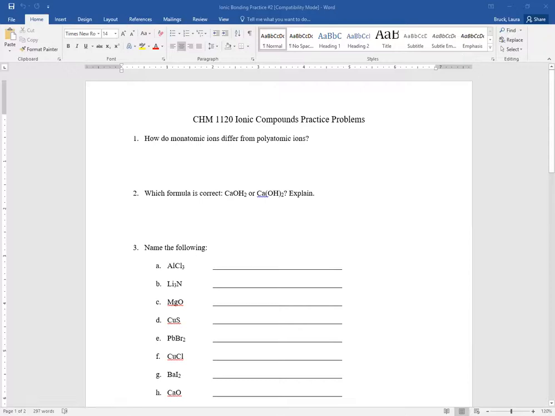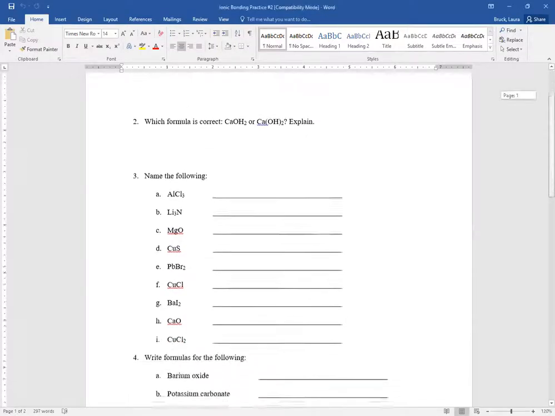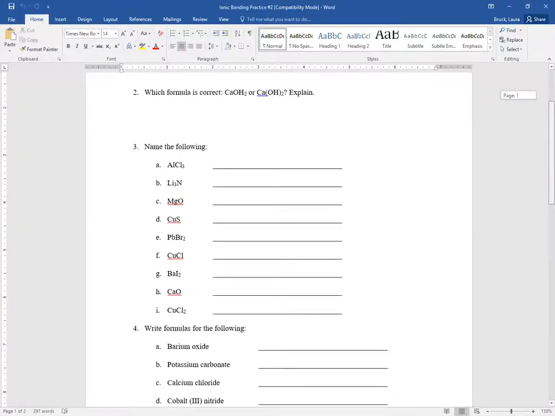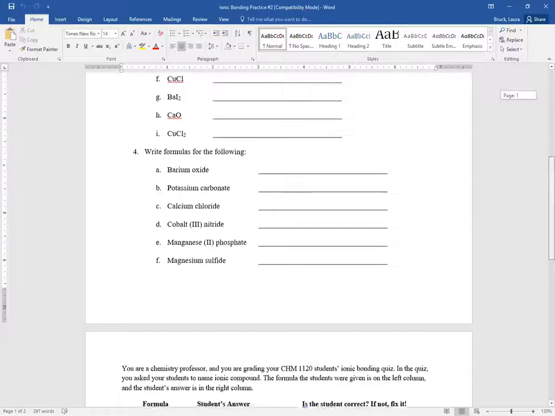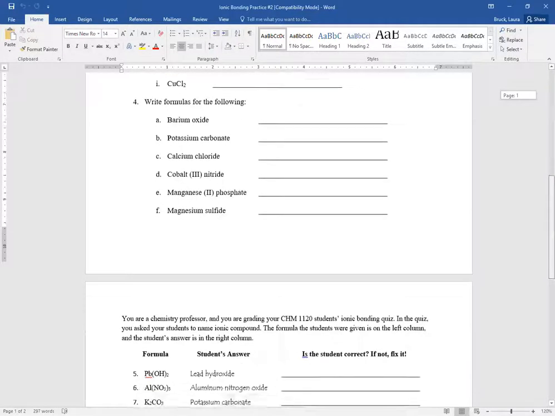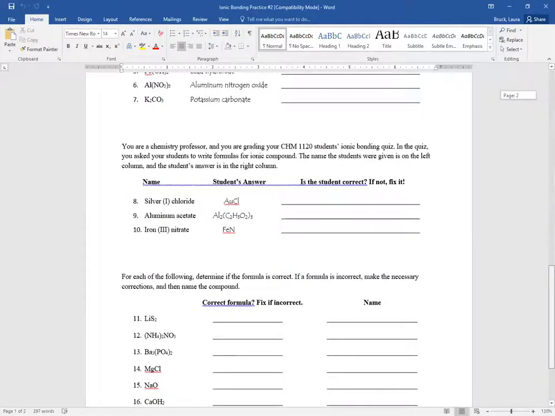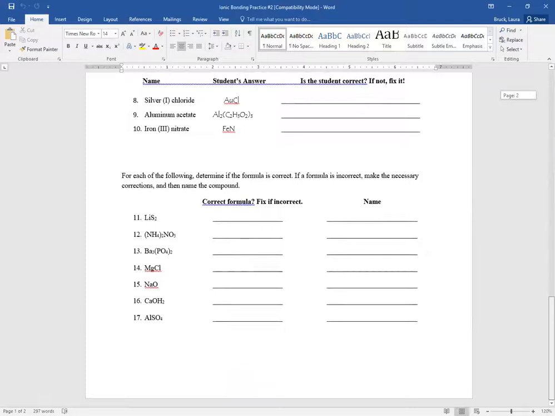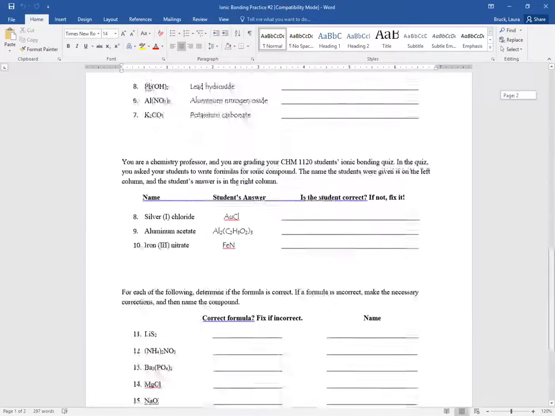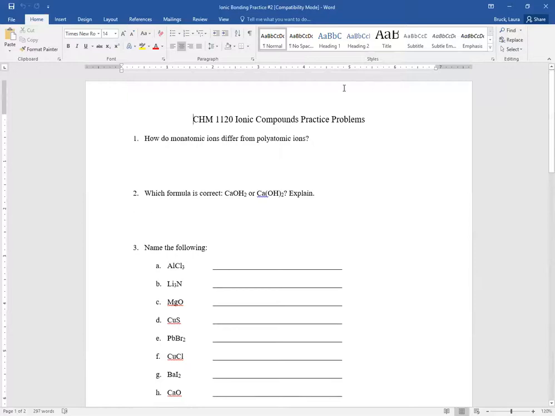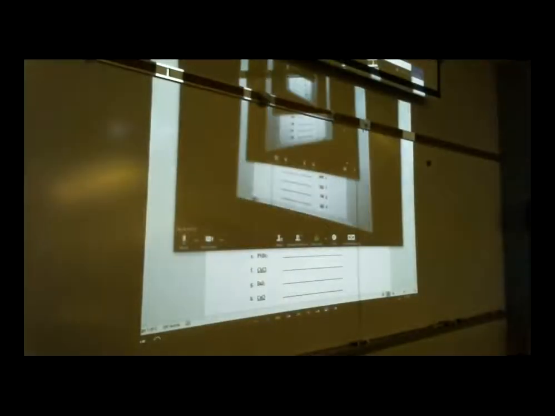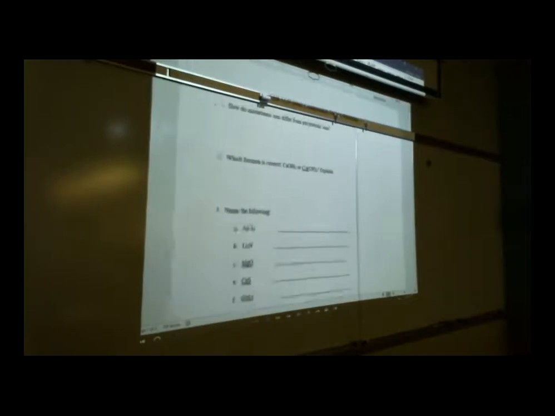So these are the problems that we did on campus today. Try them for yourself. We've got some naming, and then we've got some formula writing, and then you are grading some quizzes, grading your student's work and deciding if your student is correct or incorrect. Same thing, you're grading some student work, and you're determining if these formulas are correct or incorrect. So what we're doing in this video is just going over these problems. I'm going to go over them all right now, and then you'll have all the answers.